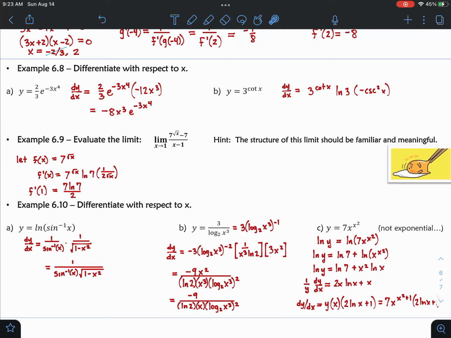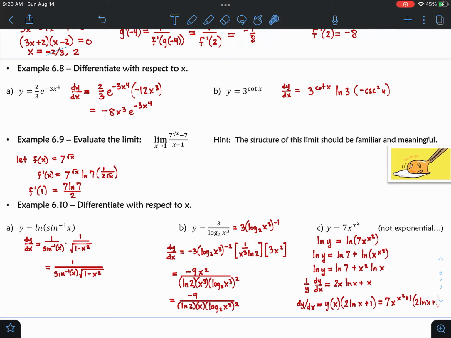Also, we have log 3 in there. That's because I had a base other than e. Derivative of 3 to the x is 3 to the x log 3, right? But then there's the chain rule part. There's the derivative of the exponent.